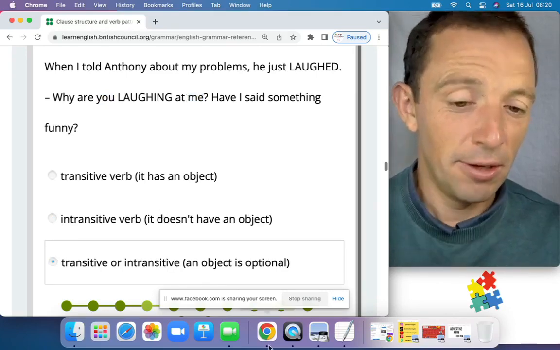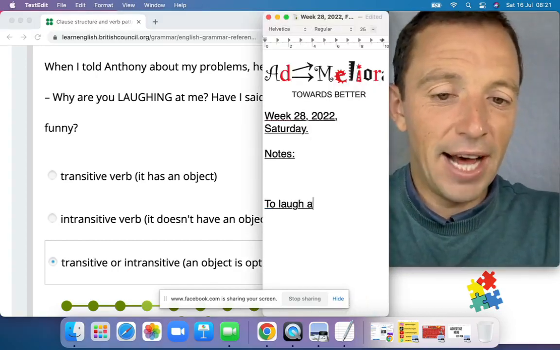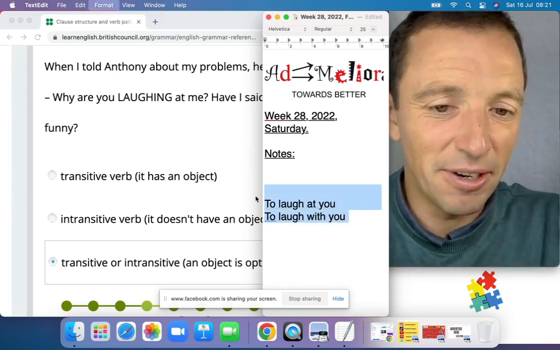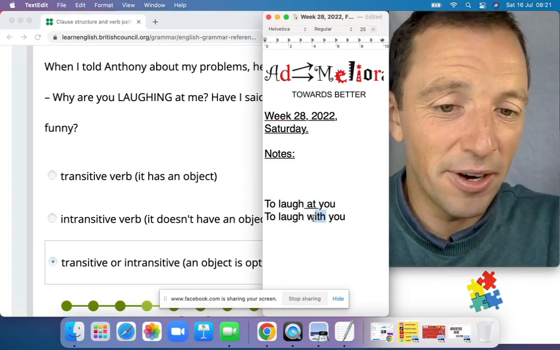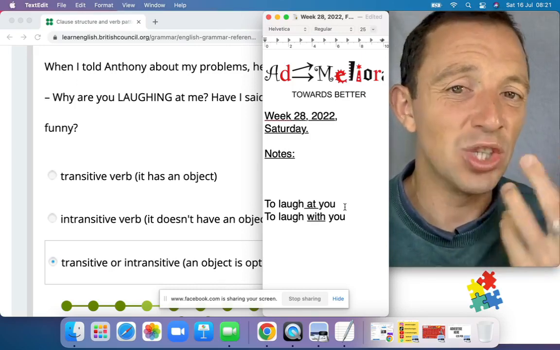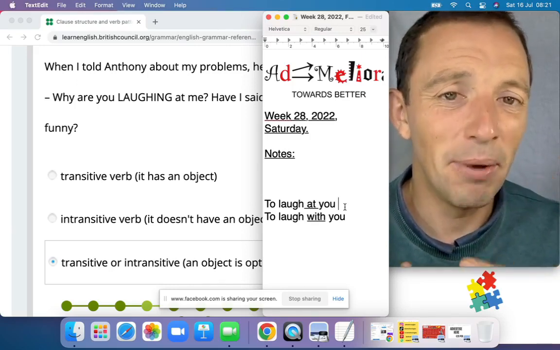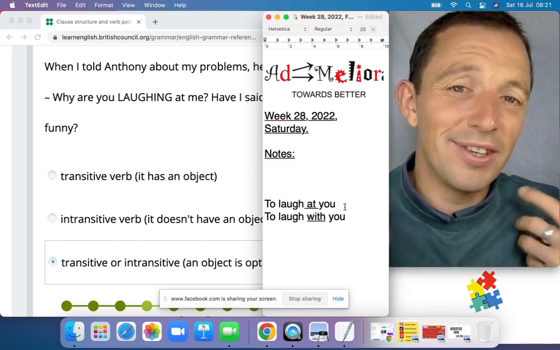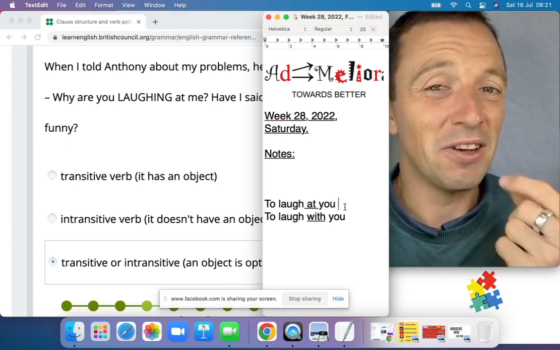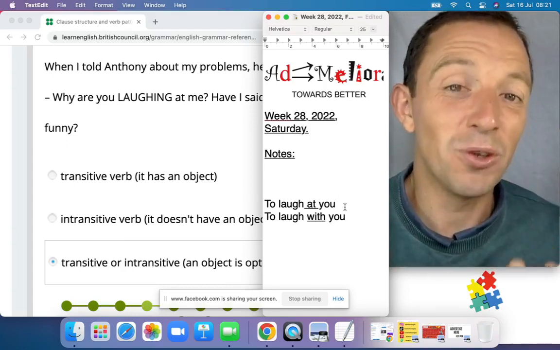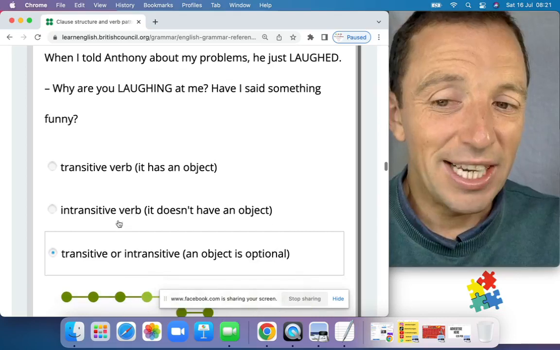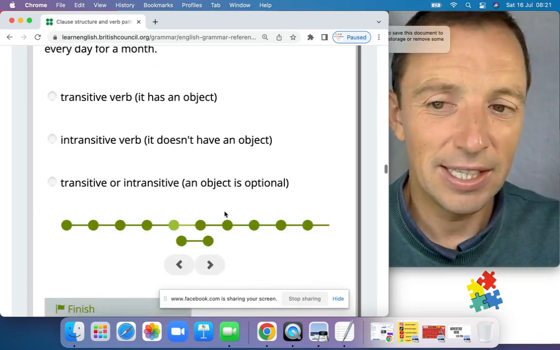It's optional. But there is a big difference between laughing at you and laughing with you. This is a very famous distinction. The preposition is very, very important. If somebody laughs at you, it's very insulting, impolite, and not nice. But if somebody laughs with you, you are having a good time together. So there's a big difference between laughing at somebody, like to bully, and laughing with somebody, to have a good time with somebody. I think this is transitive or intransitive. Let's continue to the next example.